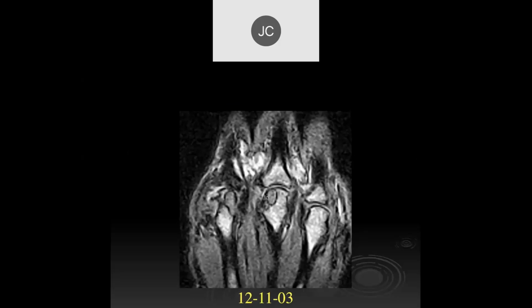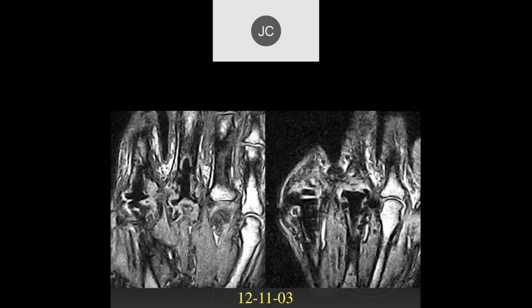Again, typical marginal erosion seen in rheumatoid arthritis. In this particular case, they replaced these joints by prostheses, which we can see here. And John, you can tell us a little bit about the success for these joint replacements in rheumatoid disease.